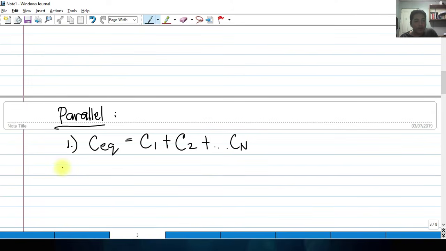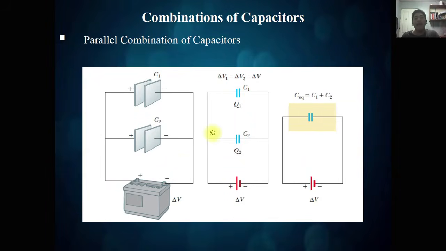Number 2, pretty easy, right? We must remember that the total voltage drop is equal to the voltage drop across capacitor 1 and also equal to the voltage drop across capacitor 2. In other words, if we have two capacitors connected in parallel, they have the same voltage. So this voltage source, which is V sub T, has a voltage V.